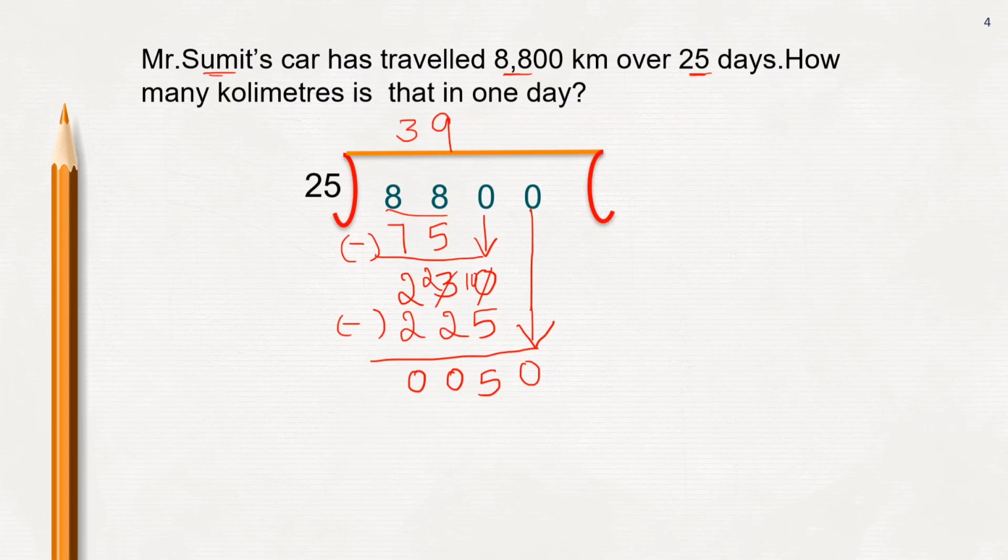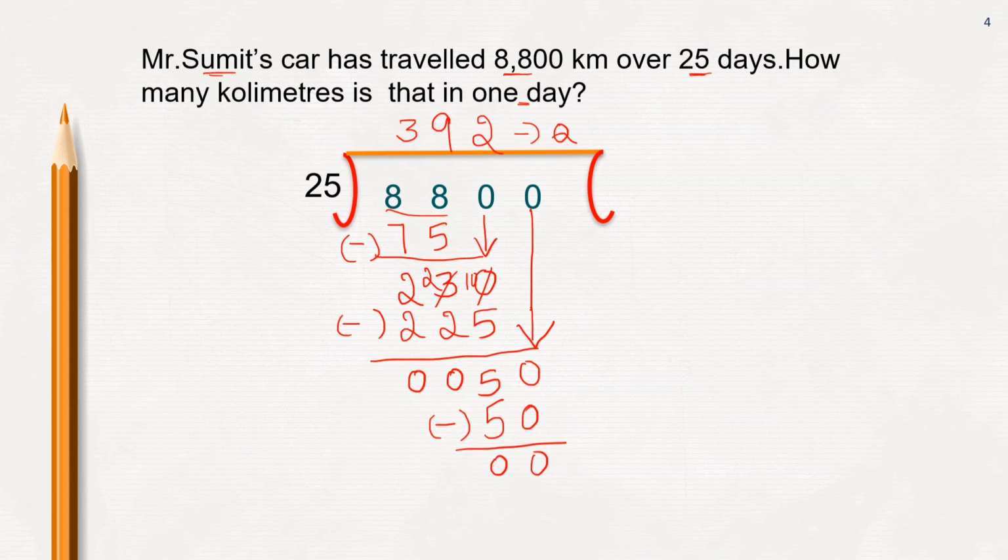So 25 one time is 25. 25 two times is 50. 50 minus 50 is 0. So here Sumit's car has travelled 392 kilometers in one day. Correct? We have got the quotient as 392, which is the answer to the question.